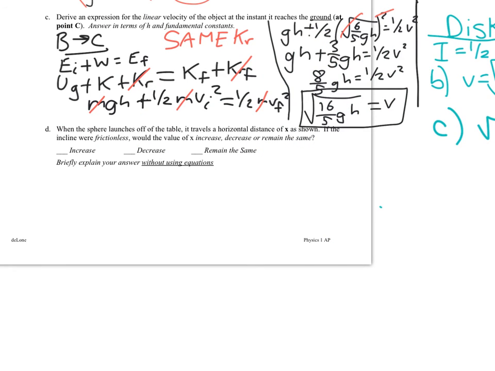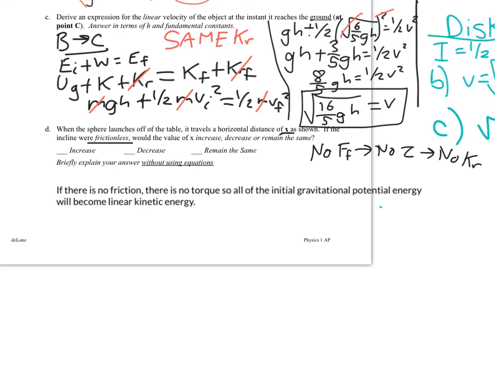Moving on to D, the question is now, the sphere, when it launches off the table, it travels a distance of x as shown. If the incline were frictionless, how would that value of x change? And the key really is if there's no force of friction, that means there's no torque, which means there's no rotational kinetic energy. So all of the energy that we started with, all that gravitational potential energy, would become linear kinetic energy, which means that at point B, the sphere would be traveling faster.